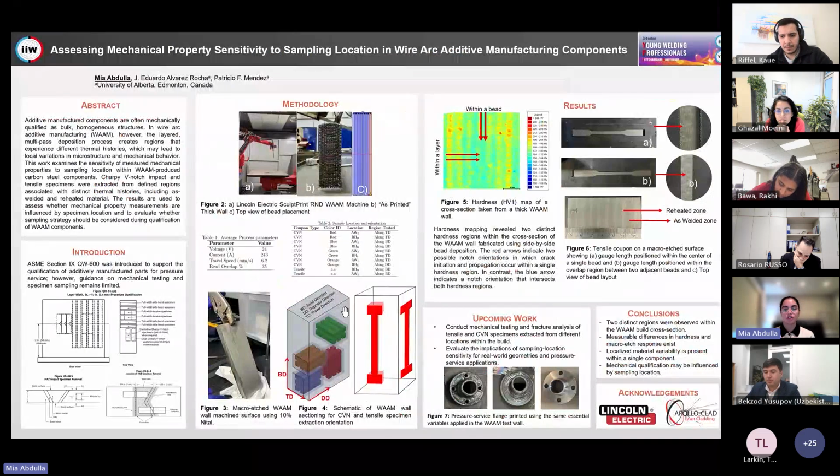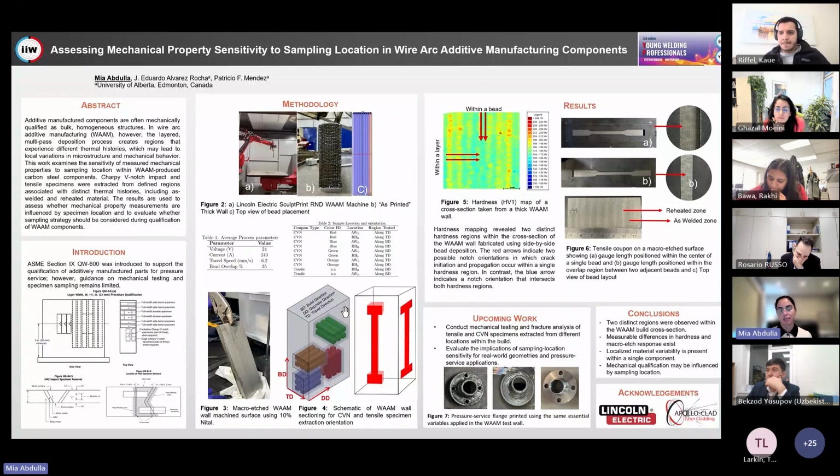So out of the Charpy V-notch, you can see the green is within a layer, but along many beads. The orange is between layers. The red is going between beads, and the blue is going between layers. So we're getting either a homogeneous crack profile or an inhomogeneous crack profile.